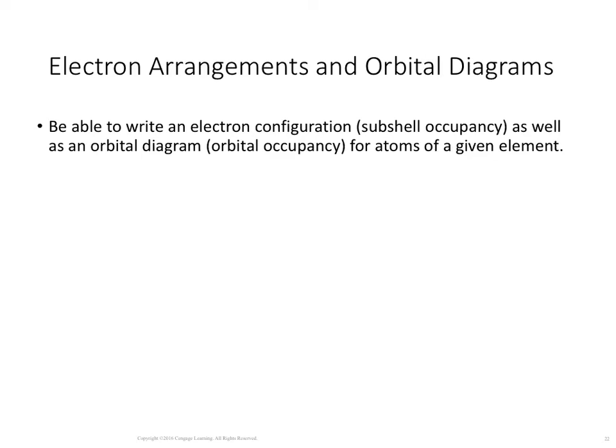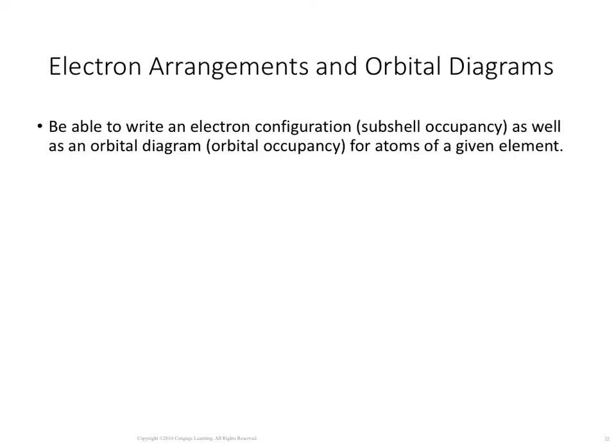In this video, we're going to talk about electron arrangements and orbital diagrams. We looked at electron configurations in the previous video very briefly, so we'll go into those in a little bit more detail. This is also considered the subshell occupancy, because really all you're looking at is how many electrons are in a subshell. And then we'll also think about orbital diagrams, which is specifically looking at how many electrons are in each orbital. So you get a little bit more detail.